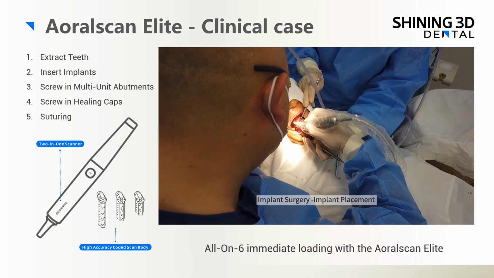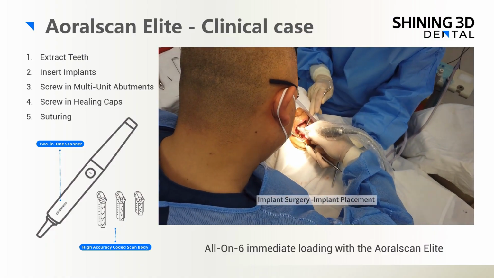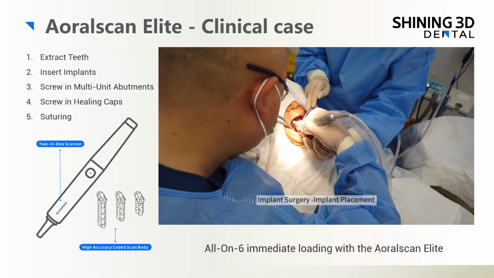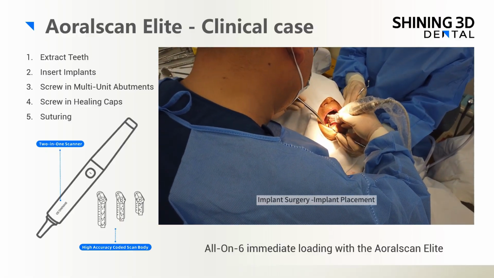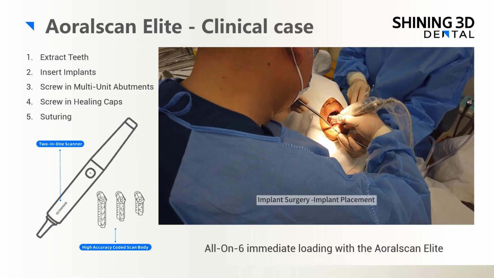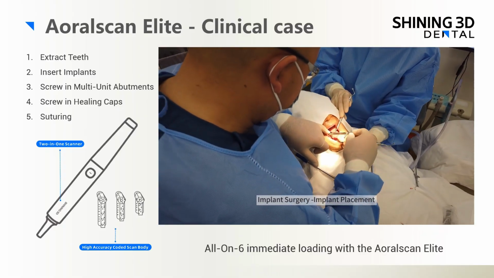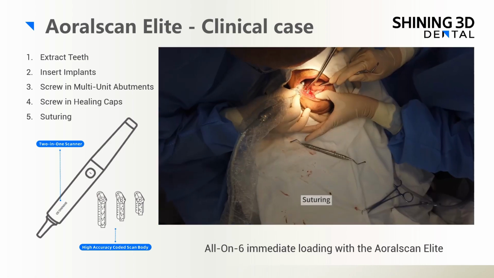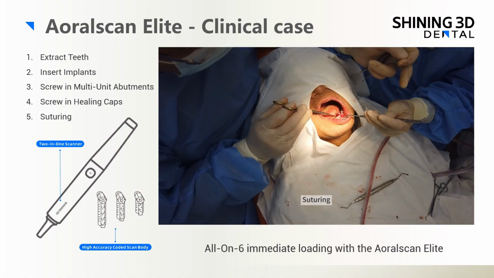Next, Dr. Sun performed the implant surgery, placing 6 implants in the mandible, and the 3 remaining teeth were extracted. The 6 implants were placed freehand, with 6 multi-unit abutments attached to the implants. Note that the Elite high-precision scan bodies need to be mounted on the multi-unit abutments for use. And before scanning, healing caps were installed to prevent gingival collapse. The wound was well sutured with minimal bleeding.